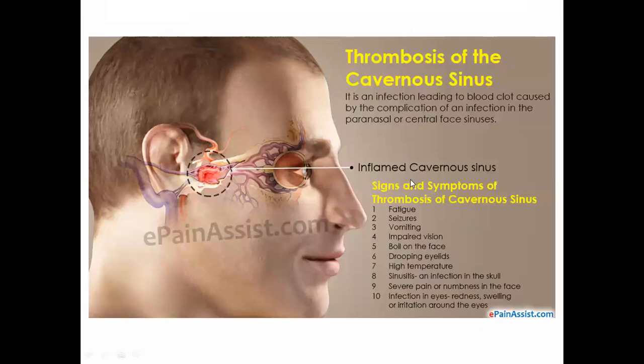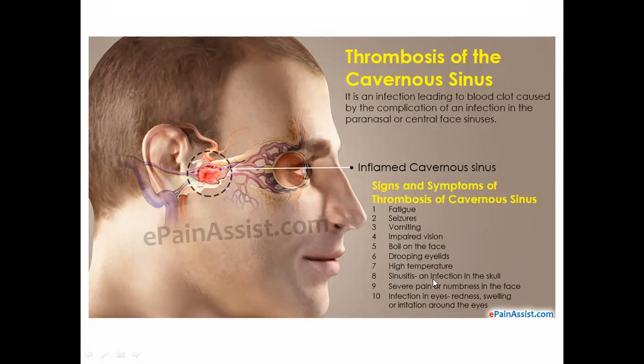Now, in this case, there will be inflammation of cavernous sinus that leads to a group of signs and symptoms: fatigue, seizures, vomiting, impaired vision because it is near to the eyeball, boil on the face, drooping of eyelids. So the nerves will be affected because many of the nerves are passing on the lateral wall of cavernous sinus. High temperature, sign of inflammation.